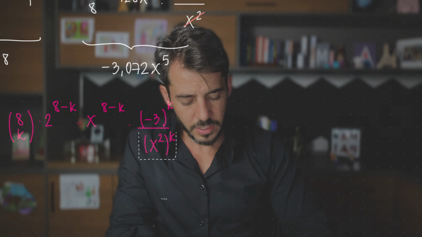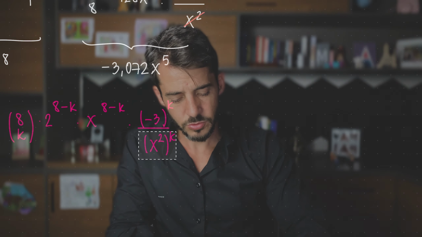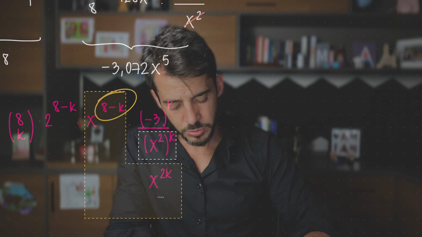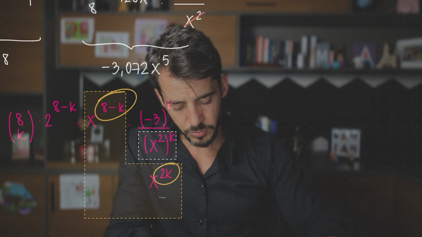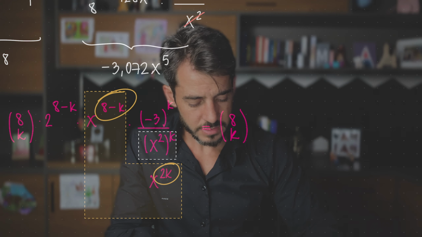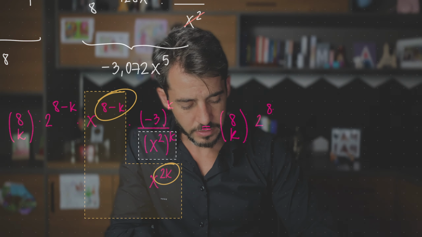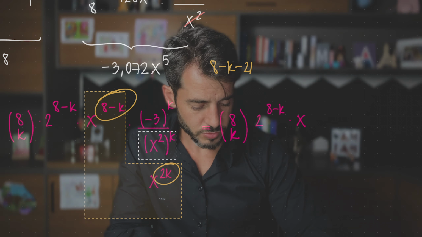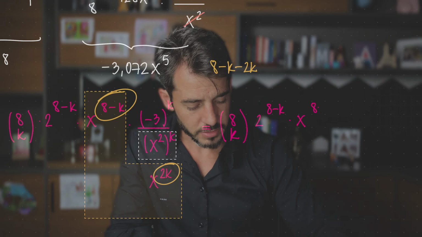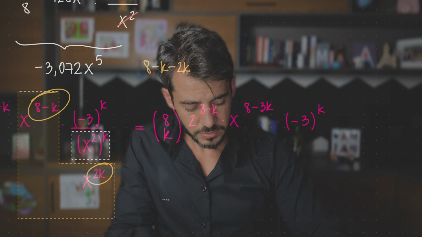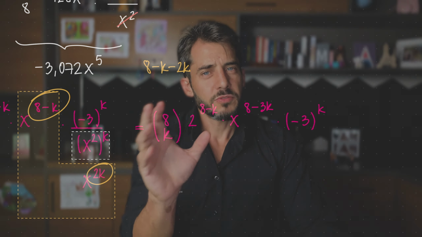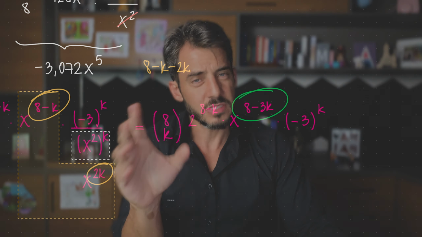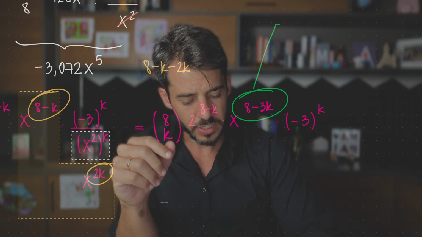Now, x squared to the k is the same thing as x to the 2k. And when we divide numbers with the same base, we subtract the exponents. Therefore, we can rewrite all this as a choose k, 2 to the 8th minus k, times x to the 8th minus k minus 2k, which means 8 minus 3k, times negative 3 to the k. Now remember, we're trying to find the term in x to the negative 1, so we would like this exponent, which is the exponent of x, to be equal to negative 1.